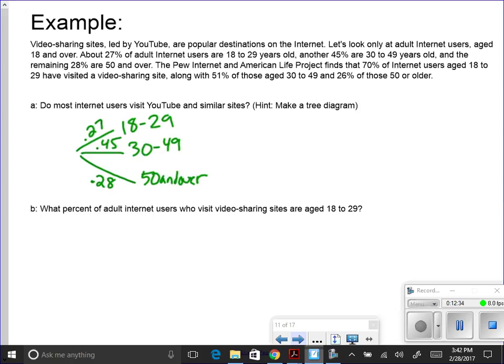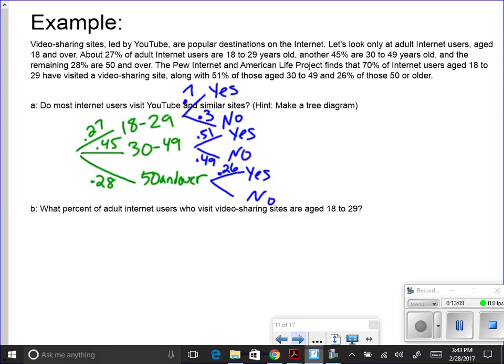So within each age group, they either visit video sharing sites or they don't. So we're going to say yes, they visit the sites, or no, they don't. So of the 18 to 29-year-olds, 70% visit the sites, so 30% do not. In the 30 to 49 age group, 51% visit the sites, 49% do not. In 50 and older, 26% visit the sites, and 74% do not.